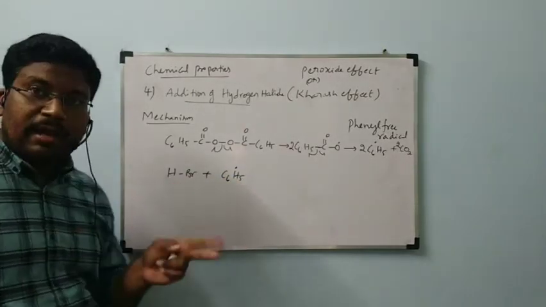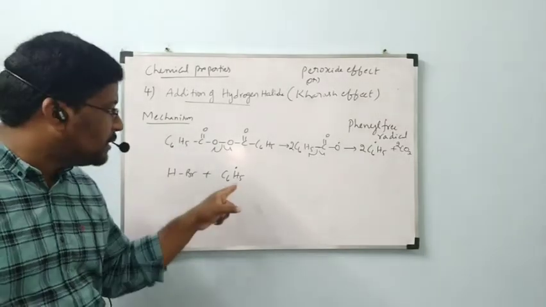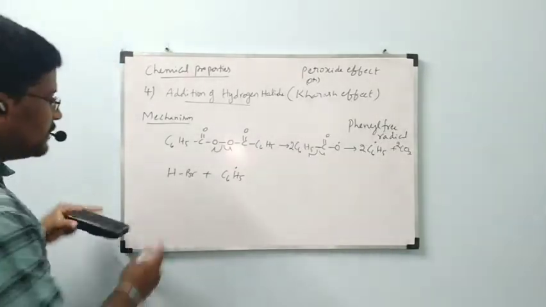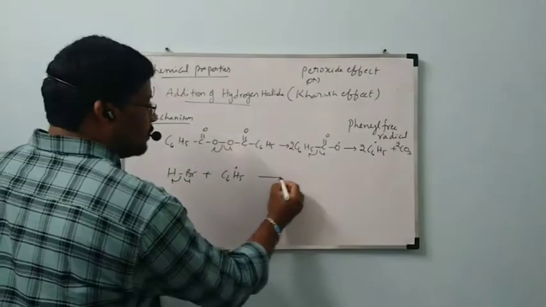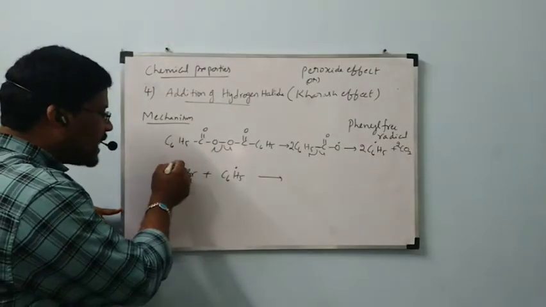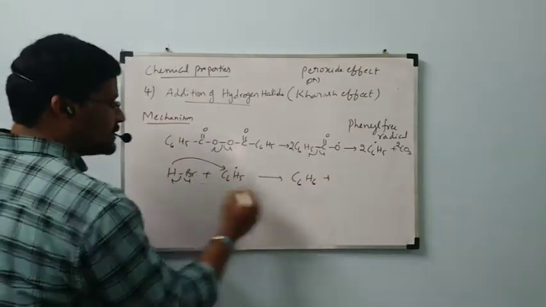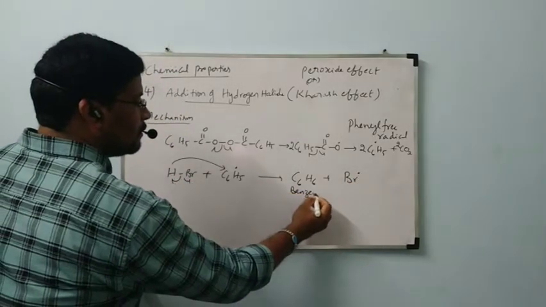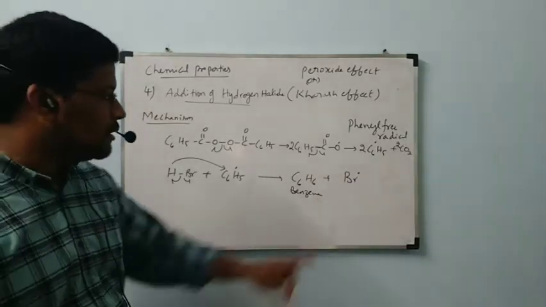Actually, in HBr, an electronegativity difference is there between hydrogen and bromine. But in the presence of free radical, this will also undergo homolytic fission. Then H free radical and Br free radical are formed. That H free radical reacts with C6H5 free radical to form C6H6, this is benzene, plus Br free radical.